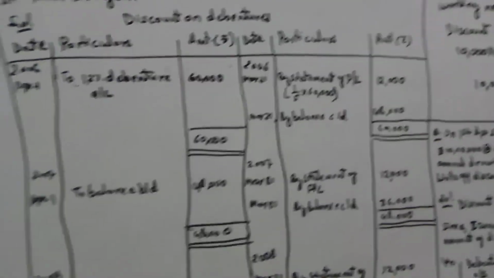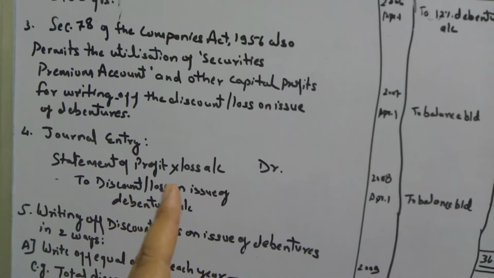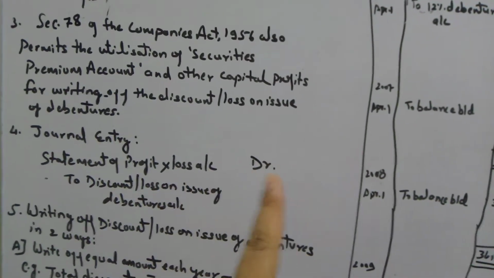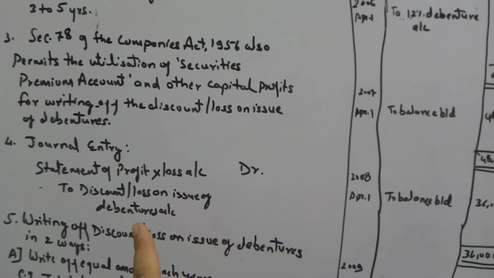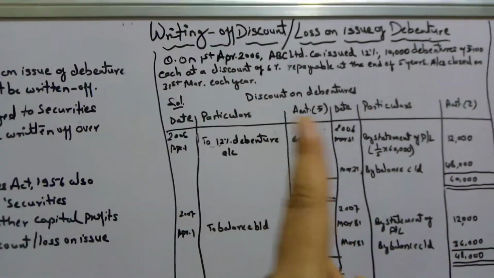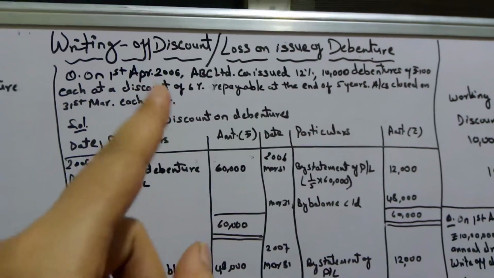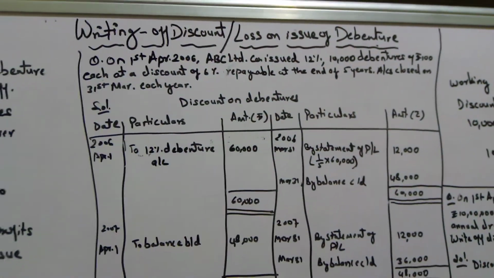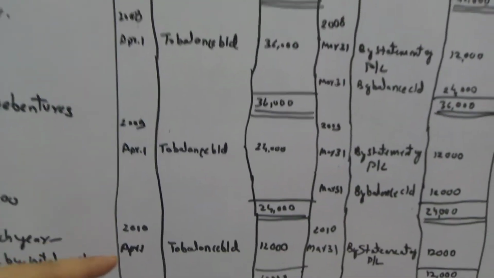So let's have a look into the account. Before getting into the account, let's have a look into the journal. Journal entry says statement of profit and loss account debited to discount or loss on issue of debentures. So I am making the discount on debentures account here. As you can see, the discount on debentures account. So the first is 2006, 5 years. So calculate 5 years from 2006: 2007, 2008, 2009, and 2010. That means till 2010 you have to prepare this account.